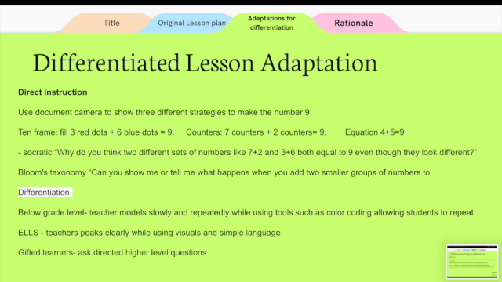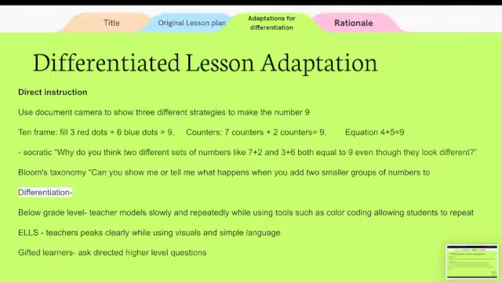The 10 frame, so for example, fill 3 red dots plus 6 blue dots, and that equals 9 dots. And then for the counters, same concept, but just more of a physical way to do it with manipulatives. So this can also be done with the counter blocks. 7 counters plus 2 counters equals 9 counters. And finally, our equation, this can be done on their whiteboards or things like that. 4 plus 5 equals 9. Our Socratic questions, same thing as our previous lesson, our Bloom's taxonomy, just the same.